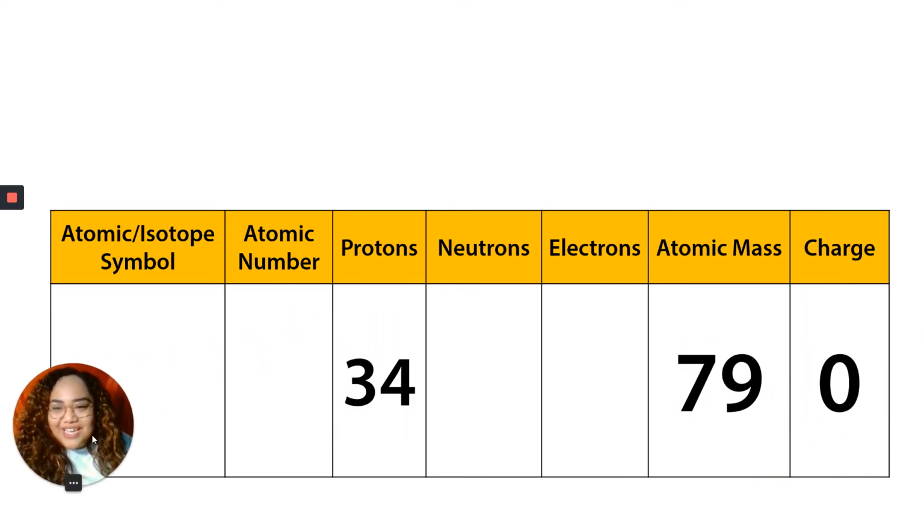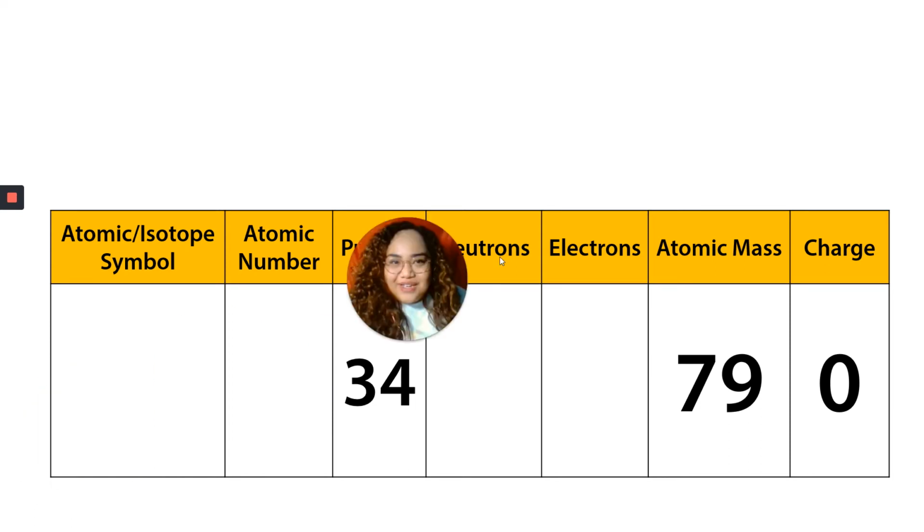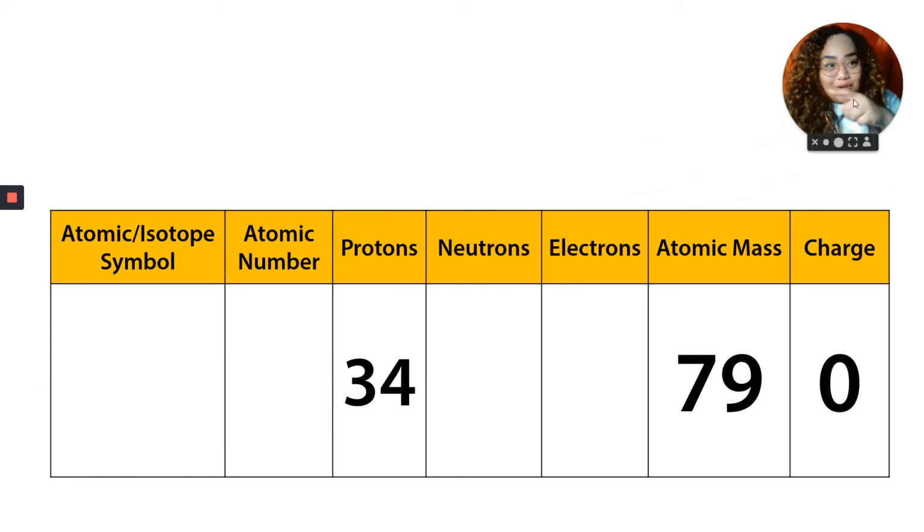I'm going to put my face on the upper right because we're going to write something here. On your worksheet, you will see this table, and the headings are as follows. You have your atomic or isotope symbol, which you write down if it's not given. If it is given, you just have to indicate the charge, the atomic number, and the atomic mass. You also have the number of protons, neutrons, electrons, atomic mass, and charge.